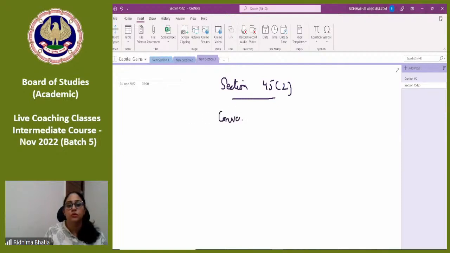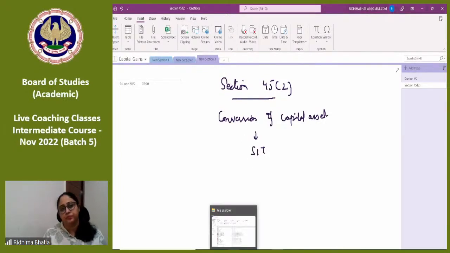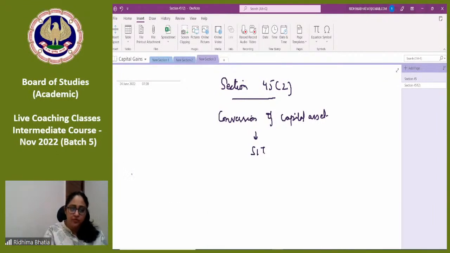Conversion of capital asset into stock in trade. Please do not make notes. Everyone focus on the screen. I'll give you time to make notes.